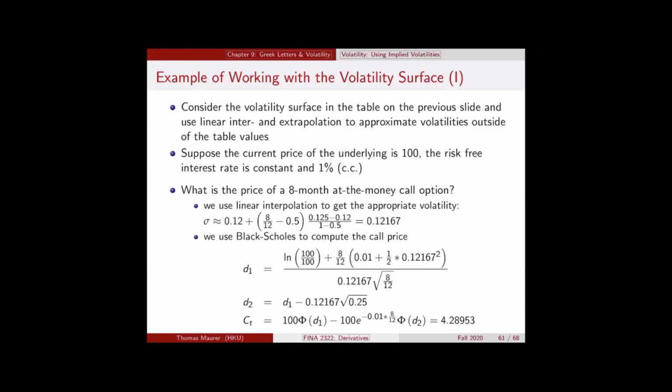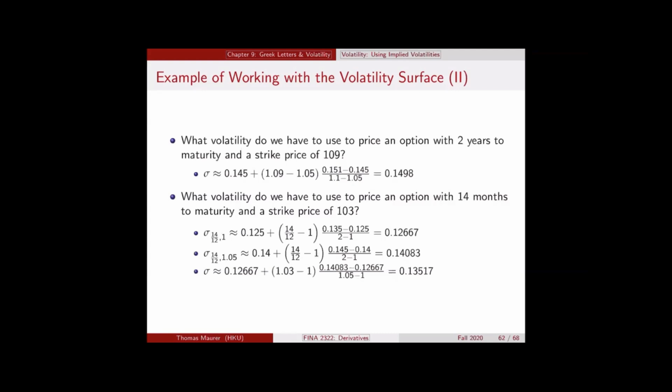Put everything into the Black-Scholes formula, either do the numerical integration or look up these values in the normal distribution table, and that gives me a call price of $4.28953. Now I can look also at some other examples.